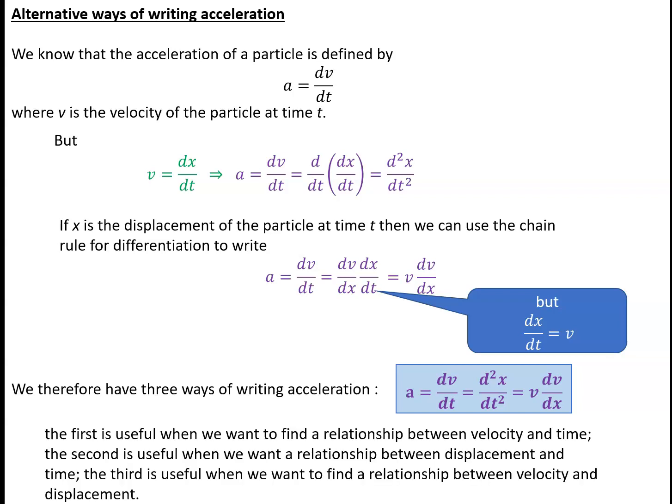The first one of the three types is useful when we're trying to find a relationship between velocity and time. The second is useful when we want a relationship between displacement and time. And the third of these forms for acceleration is useful when we want to find a relationship between velocity and displacement.